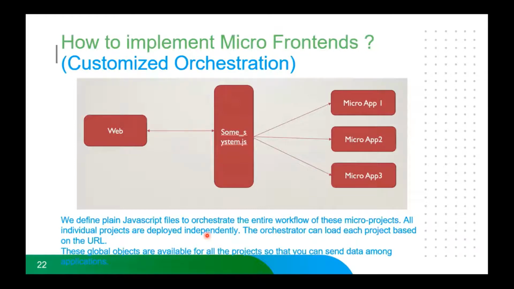Customized orchestration. In this, we define a kind of mapping. Whenever a particular request comes, this system will decide whether it goes to application 1, 2, or 3. The advantage is the global objects, which may or may not be good. Sometimes we need to decide based on our application.